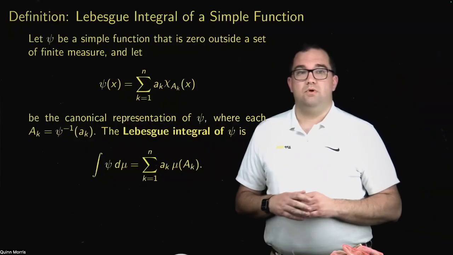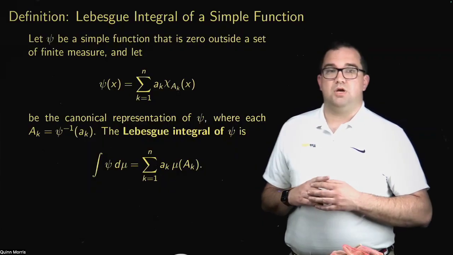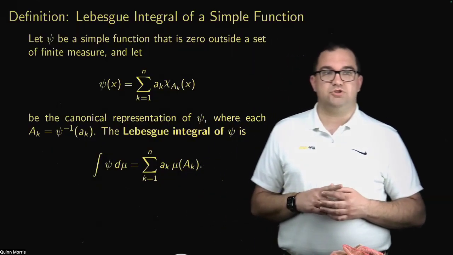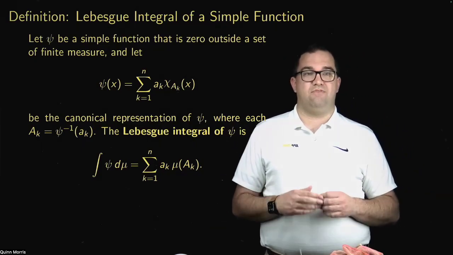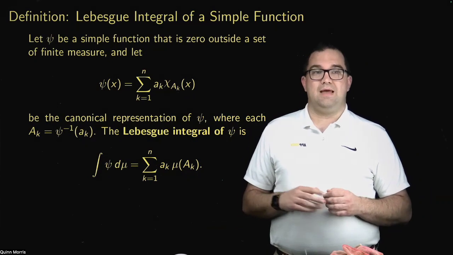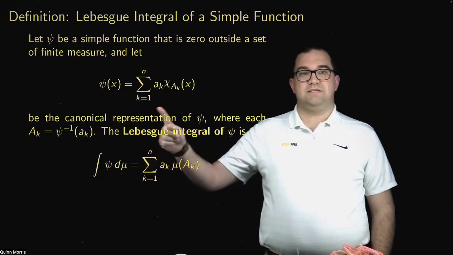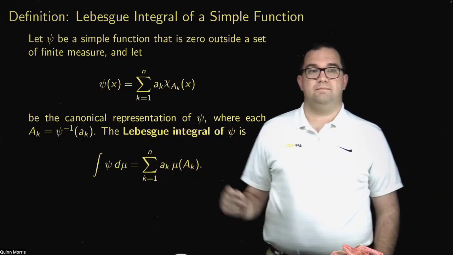All right, so we want to define the Lebesgue integral of a simple function. So let psi be a simple function that is zero outside a set of finite measure. And we're going to represent psi as, again, this linear combination of characteristic functions.